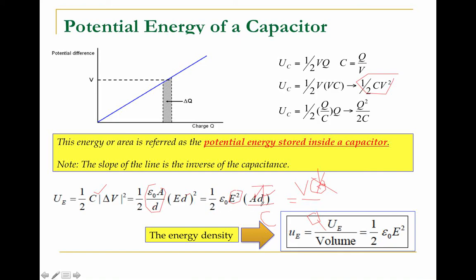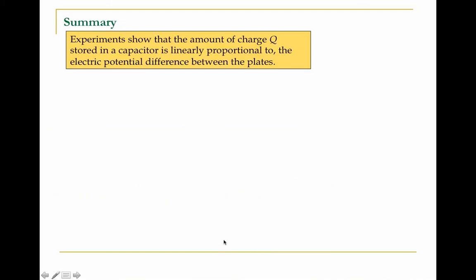But what is A D? A D is simply the volume: this is A, the surface area, and D is the separation. So this gives me the volume in the region between the plates. If I divide U by the volume, I get what's called the energy density, or the energy per unit volume within the capacitor. Okay, so let's summarize, and then we'll break. We'll finish this, and then we'll go to part 2, where we take the examples and the questions.